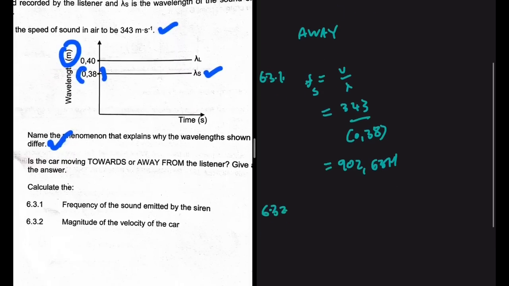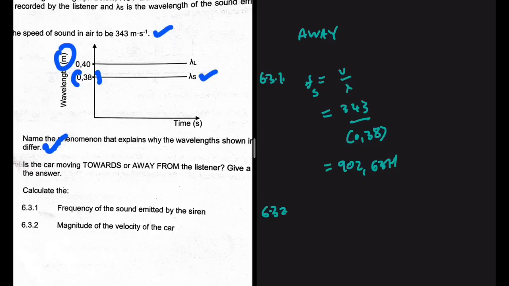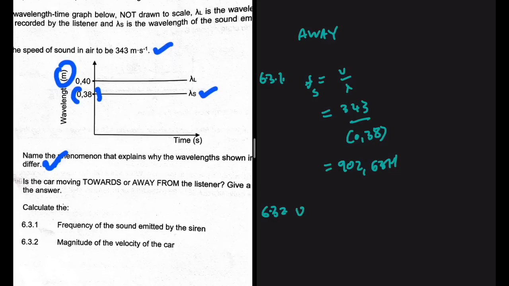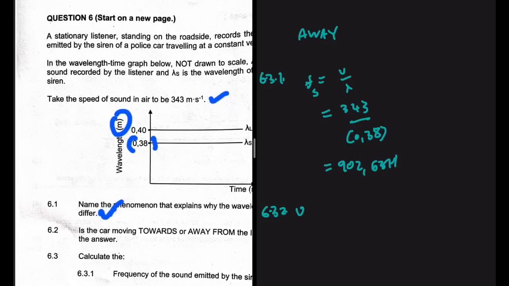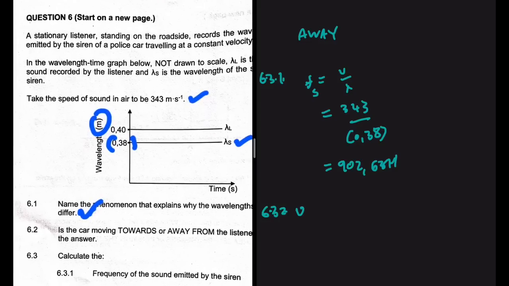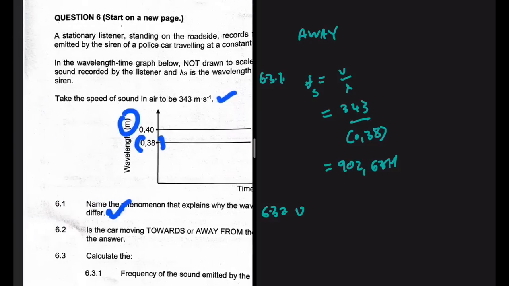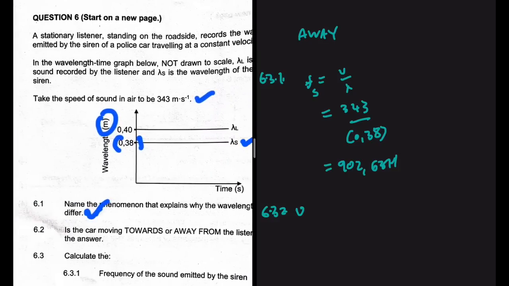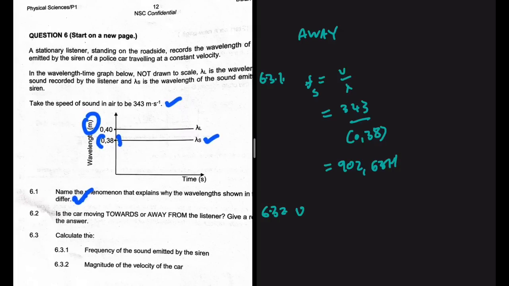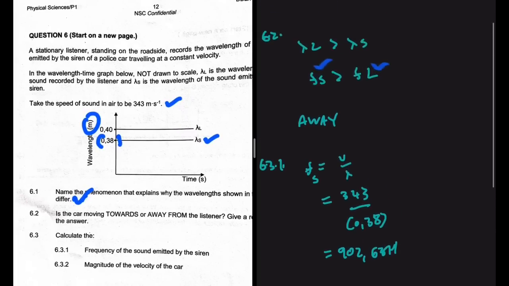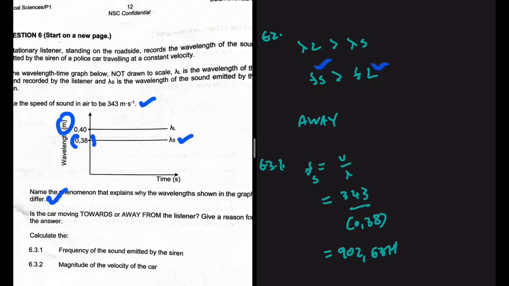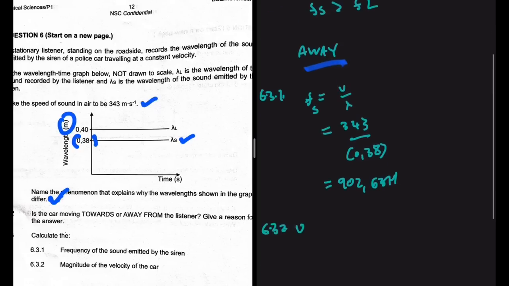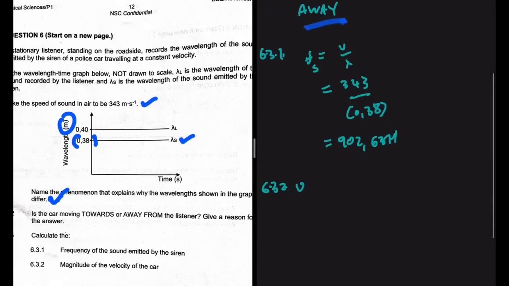6.3.2, magnitude of the velocity of the car. That is actually the last question in question 6. So we are looking for the velocity of the car. Is the listener the one who is stationary, or is the car, our sound source, stationary? Let's go through our question statement again. A stationary listener. Okay, so the listener is stationary. It is the car that is moving away, right? So the answer here is still away, but it is the sound source that is moving and not the listener. The listener is stationary.